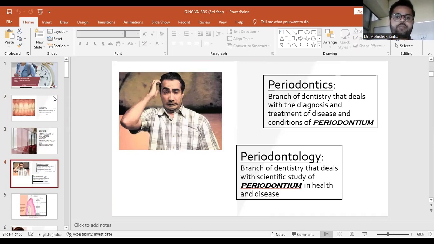While when we say periodontology, then it becomes a branch of dentistry which deals with the scientific study. Anything which has an attached logic to it becomes a scientific study, whether it's biology, physiology. Likewise, periodontology is also a branch of dentistry that deals with scientific study of the periodontium in health and disease.